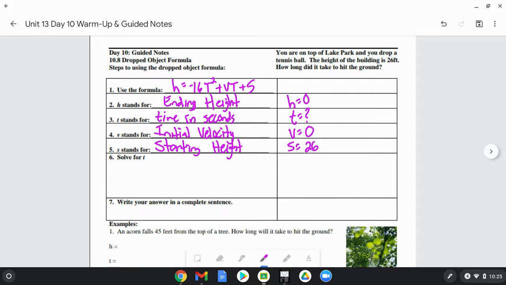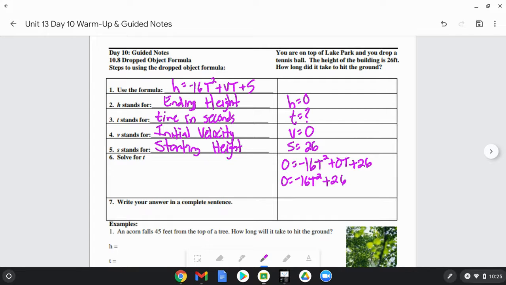If I put all of that together, I get 0 for my h equals negative 16t squared plus 0t plus 26. That takes into account my velocity, my starting height, my ending height, and the t I leave there because that's the one thing we're solving for. And that 0t in the middle will always disappear today because we don't have an initial velocity. So it really looks like this: 0 equals negative 16t squared plus 26.